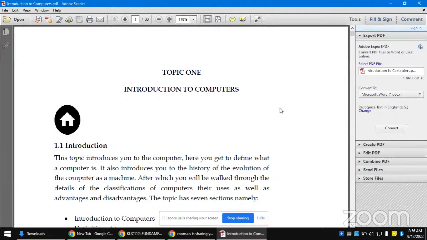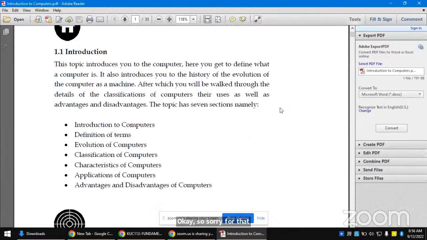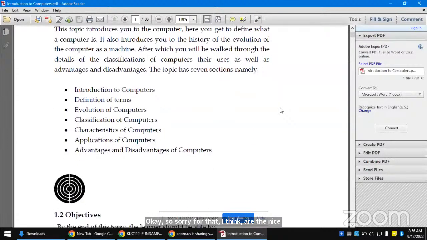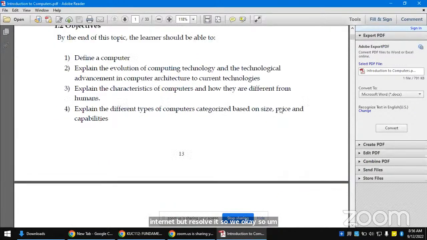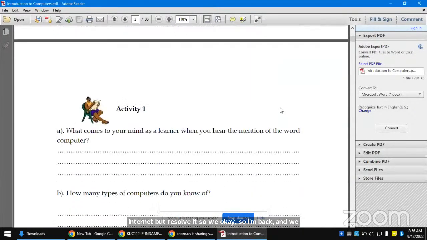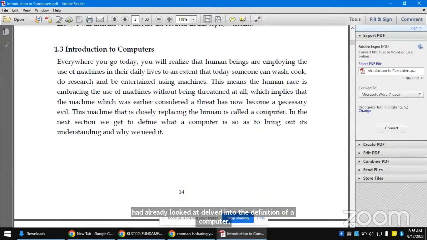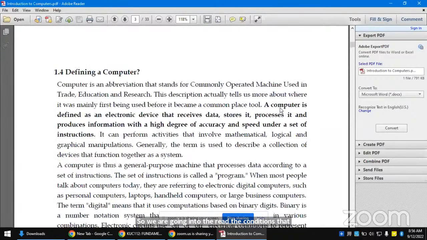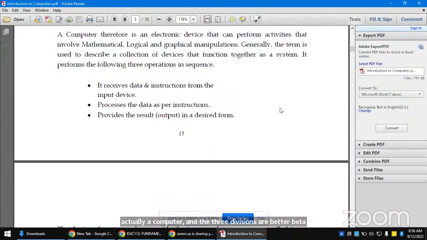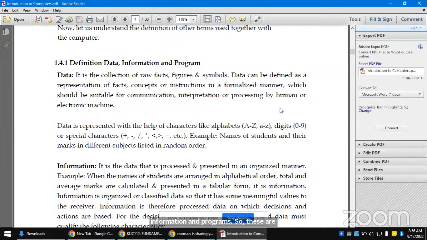Okay, so sorry for that. I think we had an issue of internet, but we just resolved it, so we are okay. So I'm back, and we had already delved into the definition of a computer. So we are going into the three definitions that are shared with a computer. The three definitions are data, information, and programs. So these are the key things we are going to look at this moment.